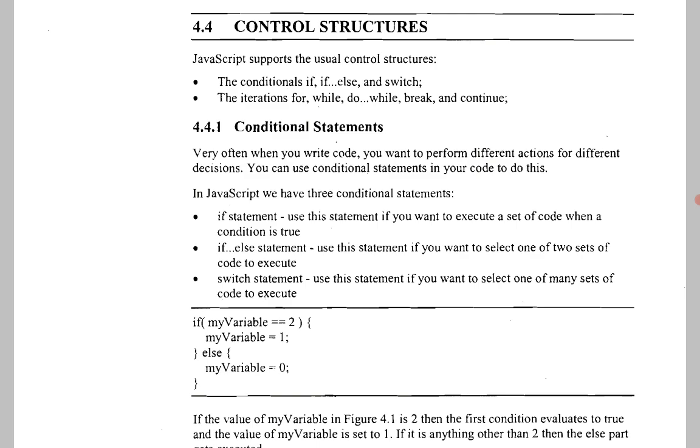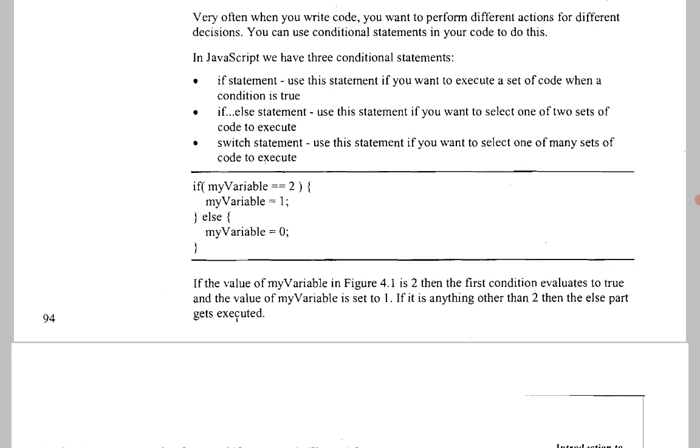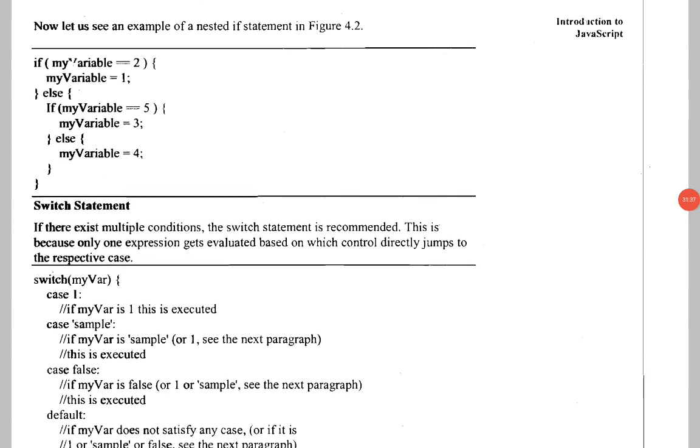So for example, this is a simple example of the simple if statement. If my variable equals 2, then execute some statements, else execute another statement. So this is the example for the simple if statement. This is another example for using multiple if statements or nested if statements.